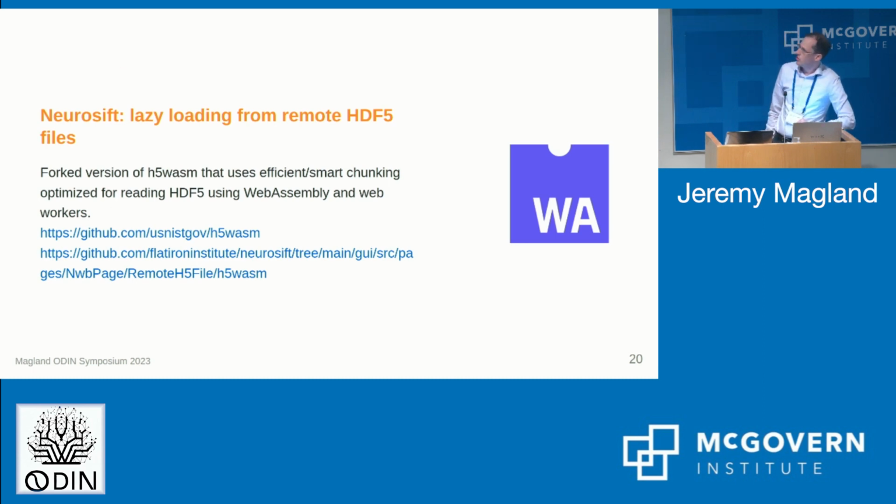The trick here is that we need to lazy load the data from the remote HDF5 file because the browser is not going to be able to download the 500 gigabytes of the NWB file. That just doesn't make sense. So we want to be able to click on the link and very quickly be able to start to browse the file. And to do that, we have to have an efficient method of loading the bits and bytes from the HDF5 file. There are some technical details about how I accomplished that, but it's basically a fork of the h5wasm WebAssembly library.